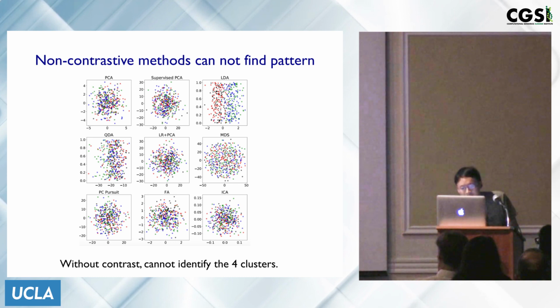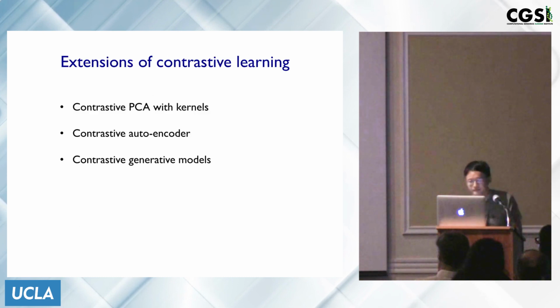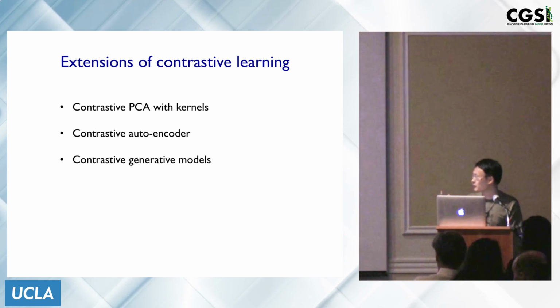For background. Okay, so there are several extensions of contrastive learning. So we can do contrastive learning with kernels. Right? So it's one very simple way to make it nonlinear. So something that we're working on now is actually how to do contrastive learning with autoencoders.